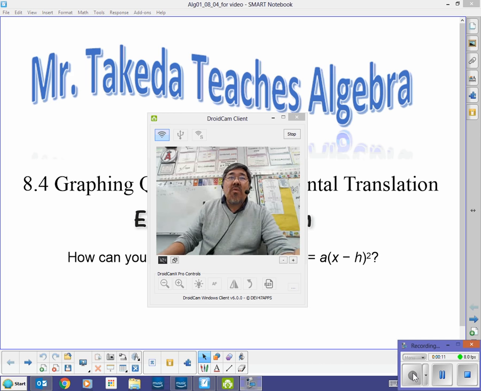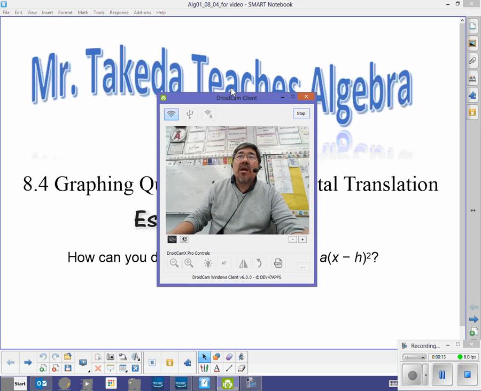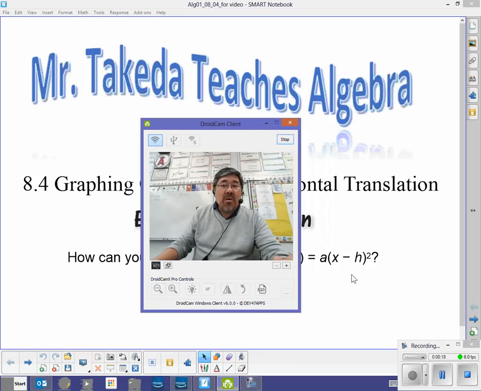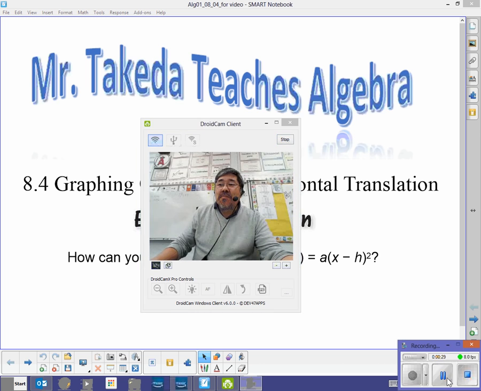This is lesson 8.4 on graphing quadratics, and more specifically, the horizontal translation of these things. Like we said before, we've done a lot of these transformations, but now we'll talk about horizontal translation. Okay, so let's get started.